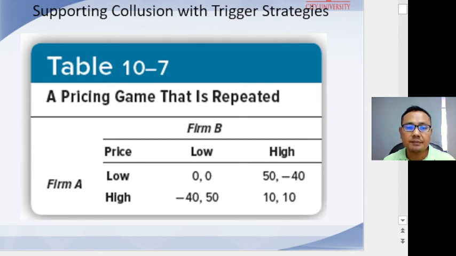If the present value of the cost of cheating exceeds the one-time benefit of cheating, it does not pay for a firm to cheat, and the high price can be sustained.